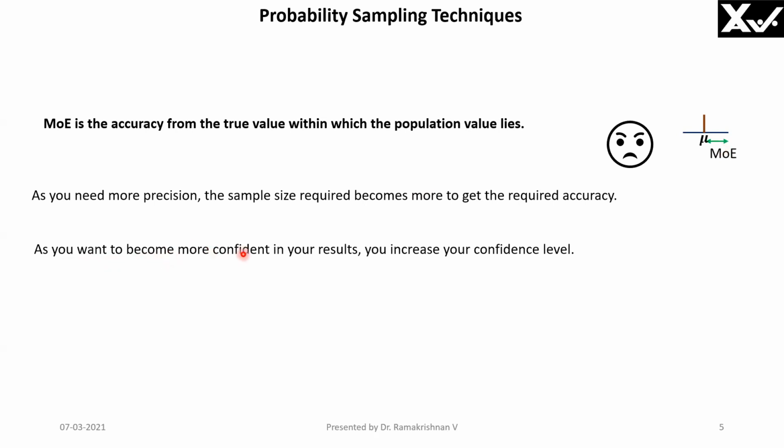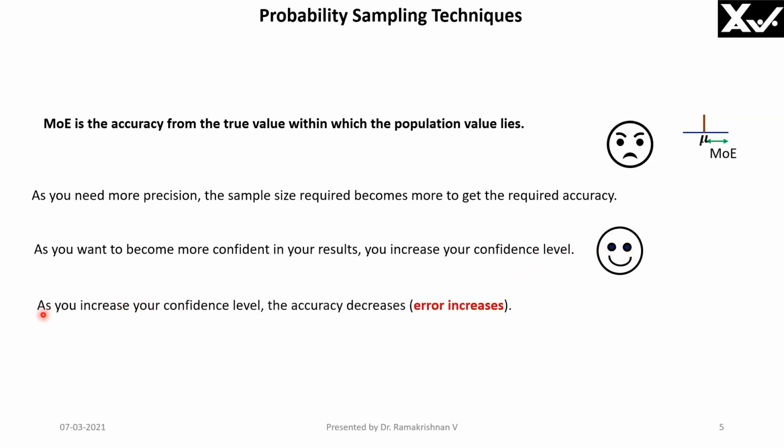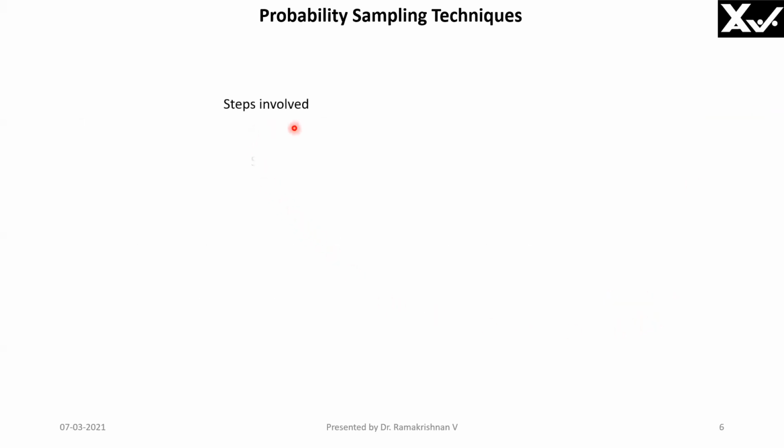As you want to become more confident in your results, you increase your confidence level. Suppose I want to increase my confidence level. Then what happens? The error will increase. As you increase your confidence level, the accuracy decreases and the margin of error increases like this. So the error becomes more.